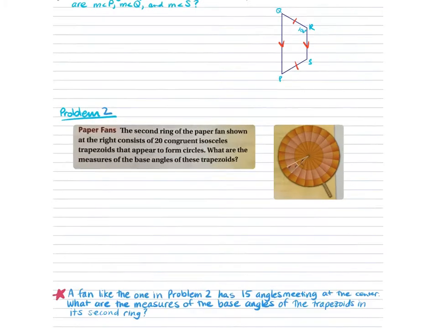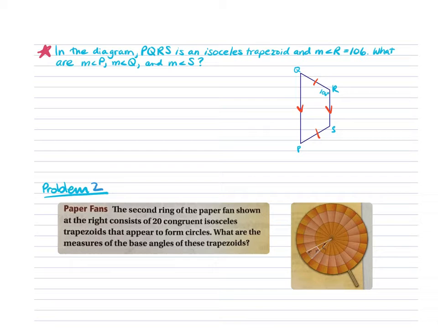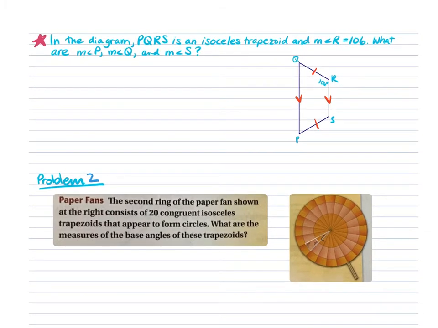So let's have you try one on your own. In this diagram, the trapezoid PQRS is an isosceles trapezoid. Measure of angle R is 106 degrees. What are the measures of angles P, Q, and S? So push pause, try this on your own, and then check back for your solution.